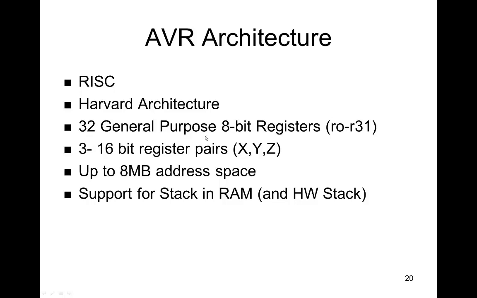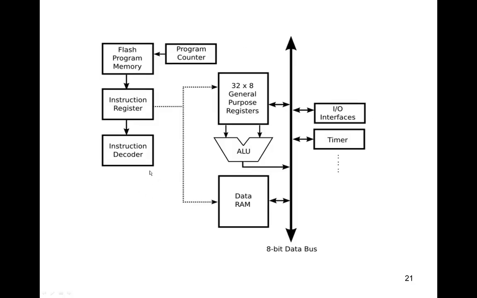As we saw, there are 32 general purpose 8-bit registers, and 3 16-bit register pairs, so when you do, let's say, an 8-bit multiply, you can generate a 16-bit result when you multiply two 8-bit numbers together. So they have register pairs. And there's support for stack and RAM, so it's a software stack. We've seen this diagram before. Here are the 32 general registers, each of 8 bits, and an ALU, and so we can do computations this way. We can do a computation over here and then write it to RAM. We can read and write from I/O devices, things like that. And then there's a control structure here.